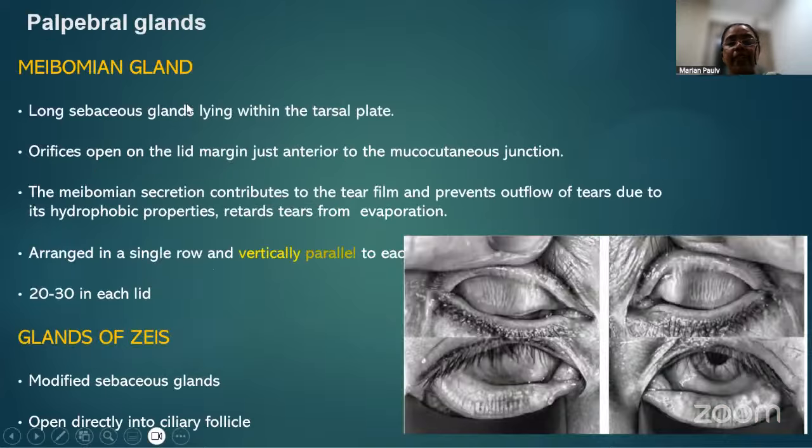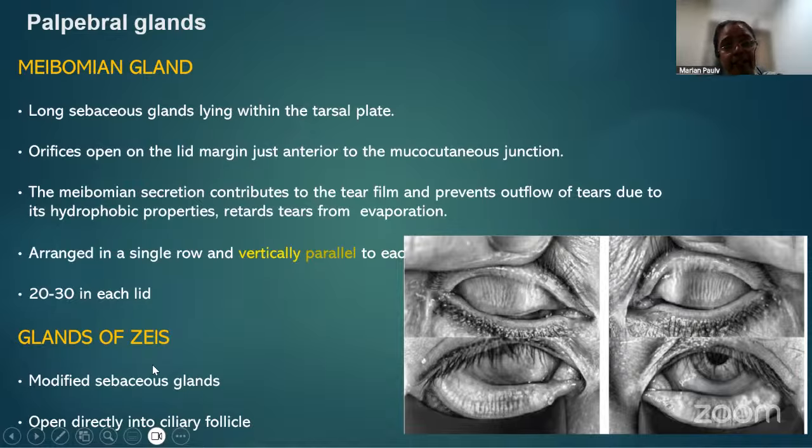Now coming to the various glands. Meibomian glands are sebaceous glands lying within the tarsal plate. Orifices open just on the lid margin, just anterior to the mucocutaneous junction. They are arranged parallel, 20 to 30 in each eyelid. And this is the view where you can see the arrangement of the Meibomian glands in both the upper and lower eyelid.